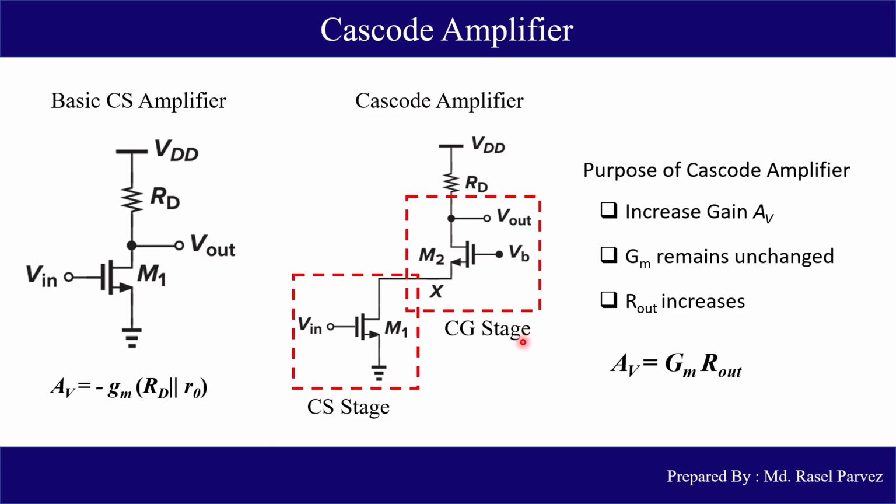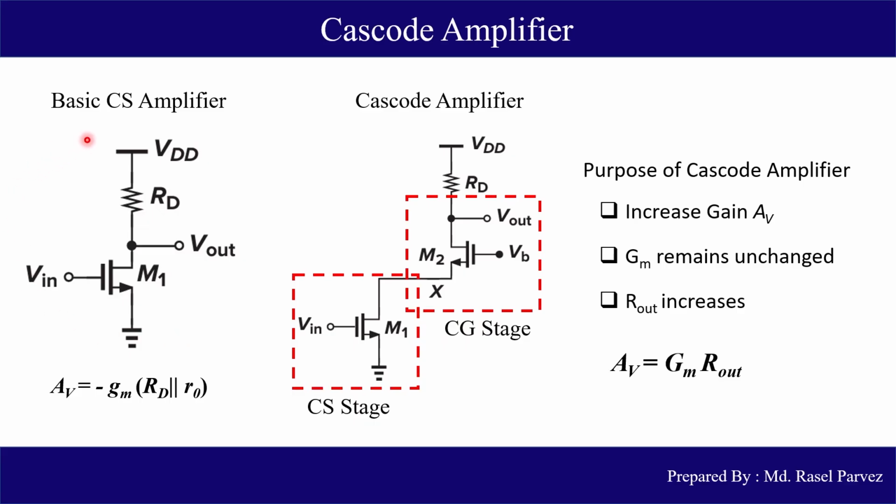What is the goal of this amplifier circuit? The goal is actually to increase the gain of the circuit. Here we can see the input is given at gate and output is taken from drain. So this is a CS configuration, and this output is fed into the source of this MOSFET. So input is given at source and output is taken from drain. So this is a common gate configuration.